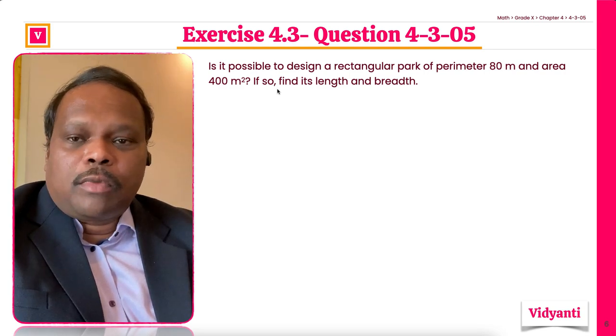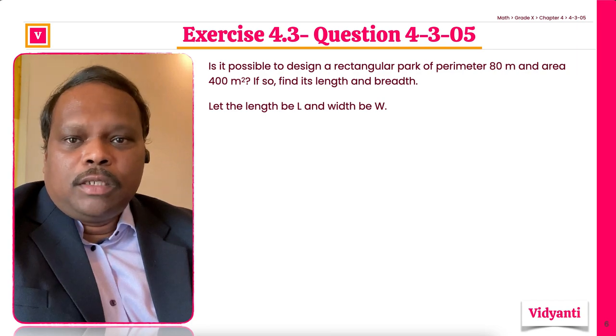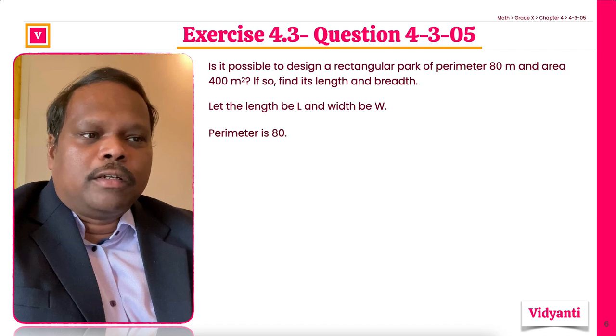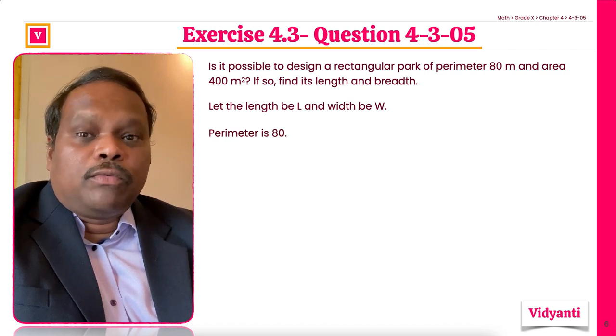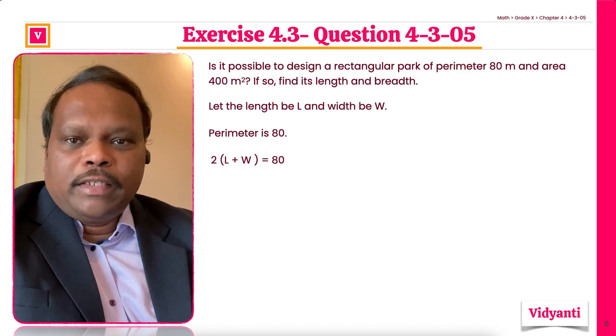simply the multiplication product of length times width. So let the length be L meters and width be W meters. And let's use the first condition. Perimeter is 80 meters, so we'll use the formula: twice of (L plus W) is 80. Let us divide both sides by 2. So L plus W will be 40.